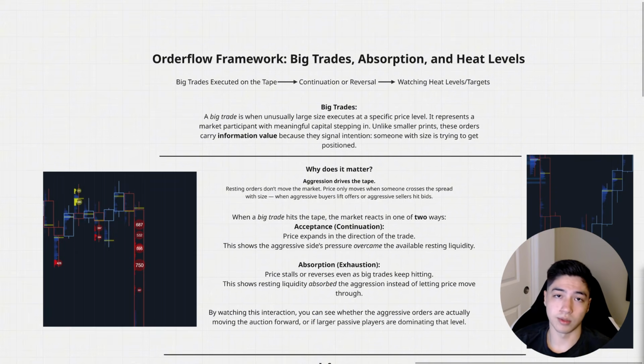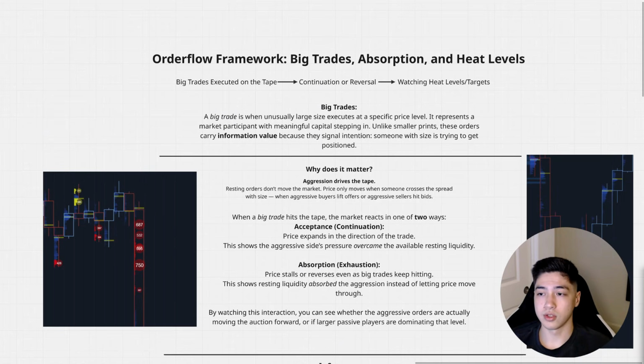The second way that the market reacts is absorption or exhaustion, essentially a reversal. If big trades are hitting the tape and price begins to stall, doesn't move, or even reverses, then it's essentially telling us that the resting liquidity is absorbing all of that aggressive pressure instead of letting price actually move through. By watching the interaction between the buyers and the sellers on the footprint chart utilizing something like the big trades indicator, you can see whether the aggressive orders are actually moving the auction forward or if large passive players are dominating at that level.